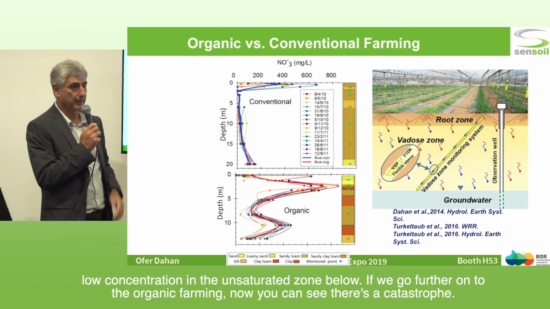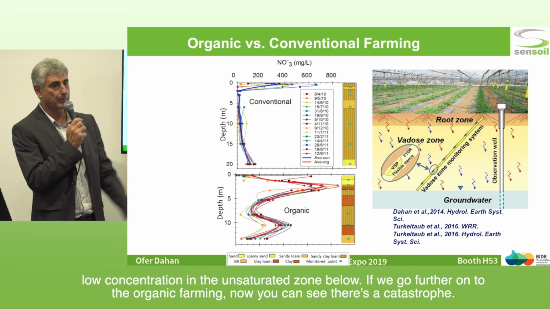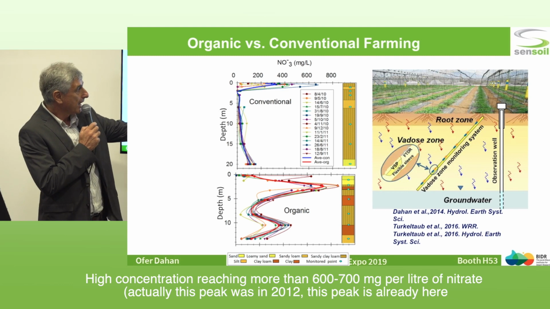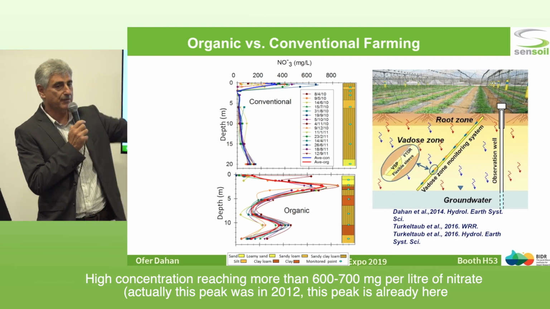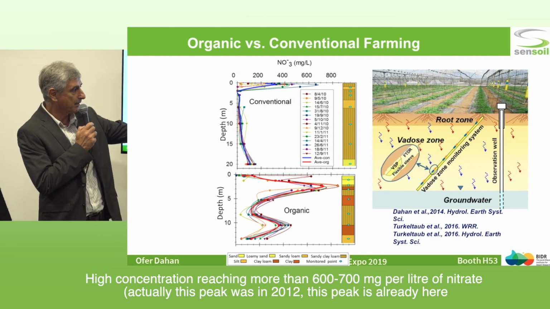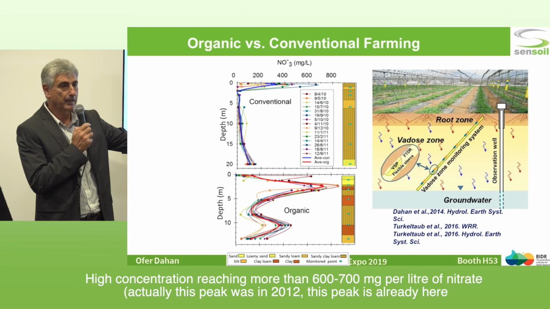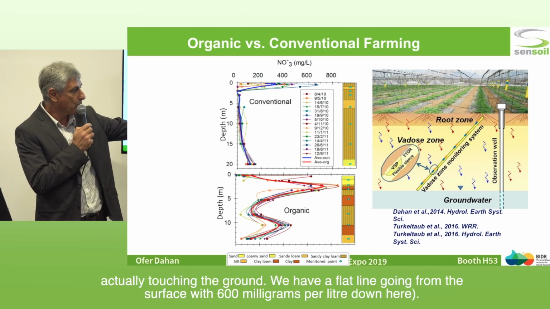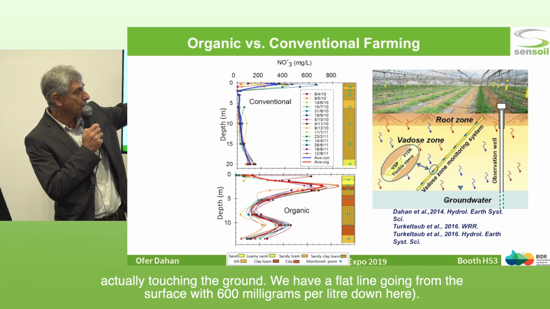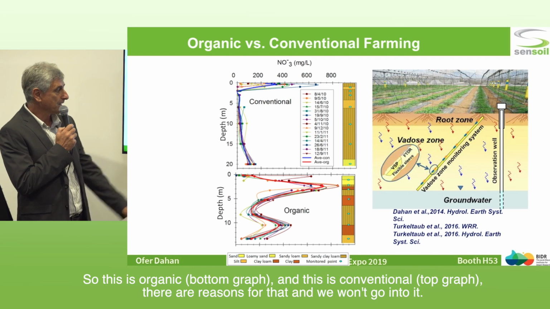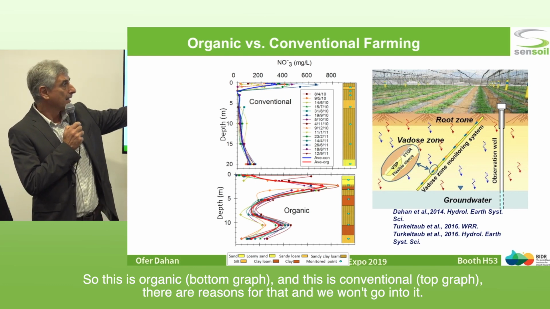If we go further to the organic farming, now you can see it is a catastrophe. High concentration reaching more than 600-700 milligram per liter of nitrate. Actually, this peak was in 2012. This peak is already here. Actually, it touched the ground. We have a flat line going from the surface with 600 milligram per liter down here. So this is organic. This is conventional.